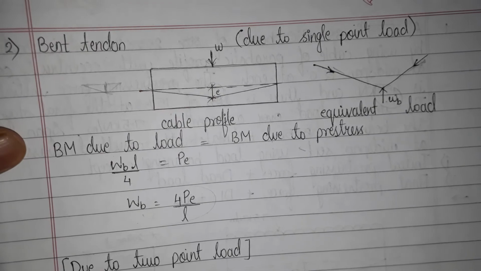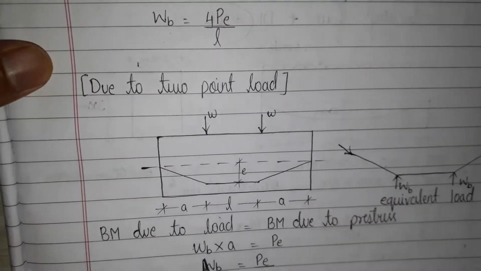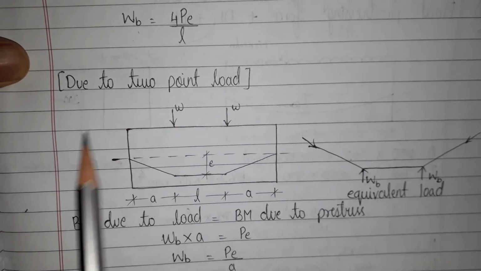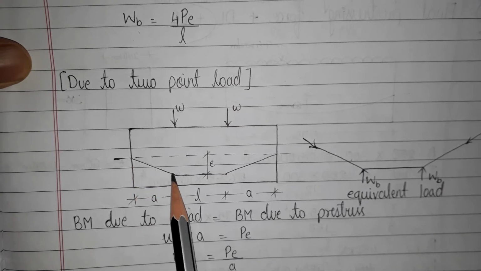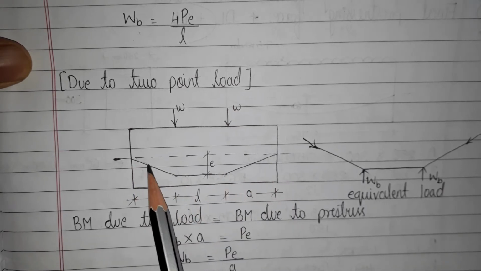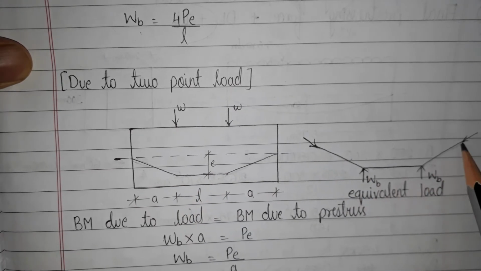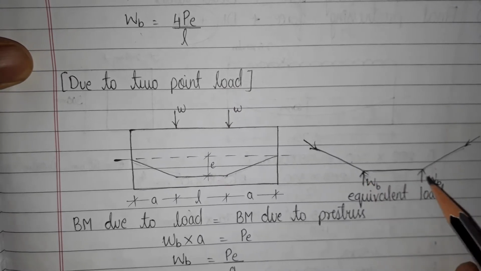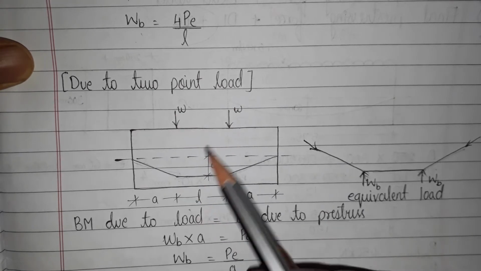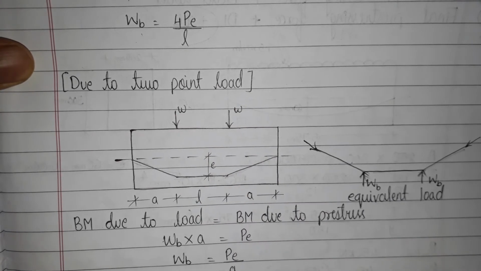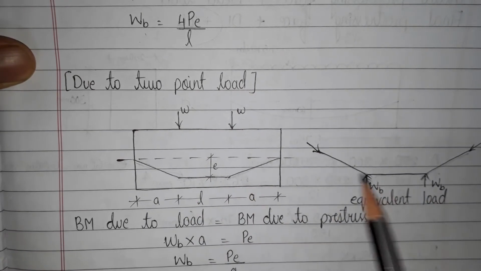And if you have 2 point loads like this, the preferred cable profile will be trapezoid. Sloped, straight, again sloped, and this will be the cable profile. So we will get WB at one end and another, because to resist this load we should have WB here, and to resist this W we should have the opposite WB like this. Understood? If you overlap these two, you can understand very easily.